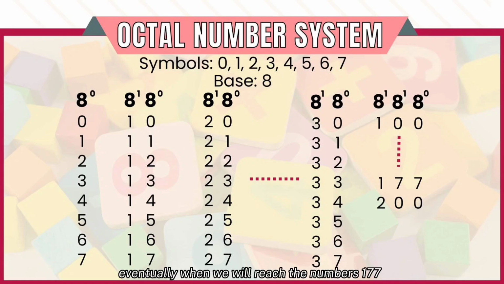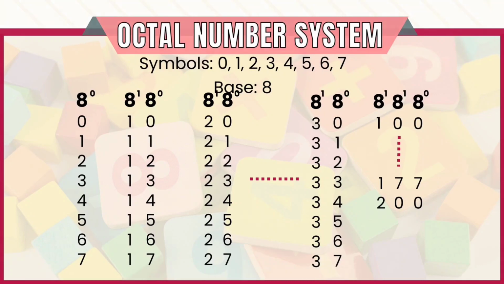Eventually, when we reach the number 177, we again will have used up all the symbols in these 2 places. So, the next number will be formed by placing the next symbol after 1, that is 2, in the most significant digit's place, and again, these 2 places will be reset to zeros. So, this is how the octal number system works.